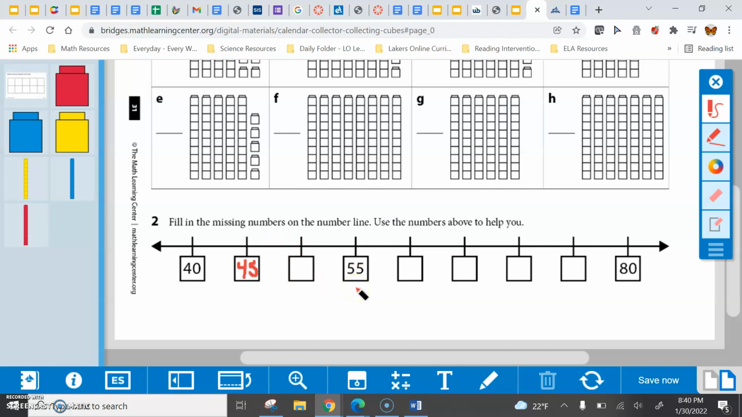What could that be, All Stars? Are we counting by tens, or are we counting by fives with this number line? After you fill in this missing number, All Stars, then you're going to think about, okay, you have 40, 45, this number you filled in, 55, and you're going to continue to count in that same pattern until you make it to the number 80.